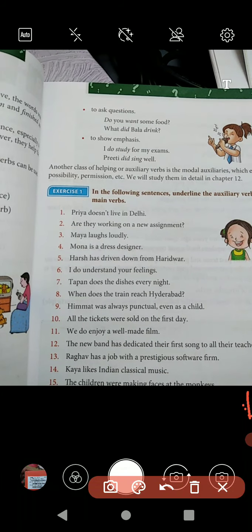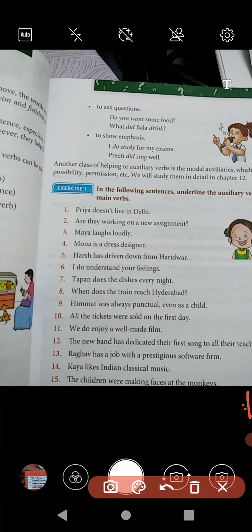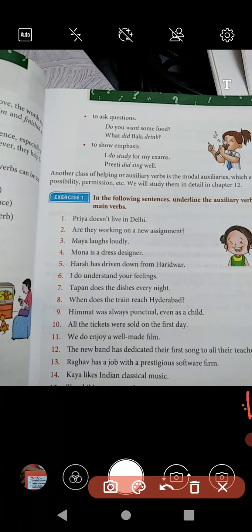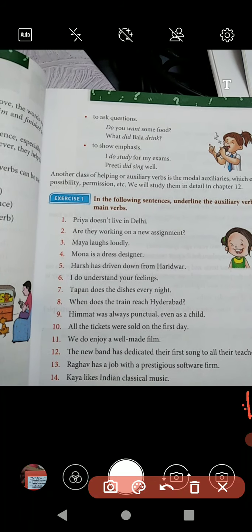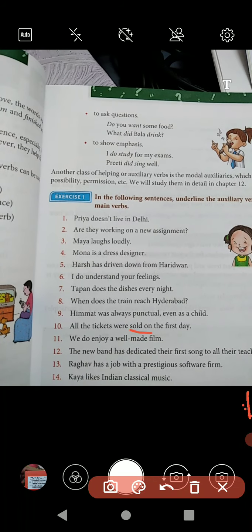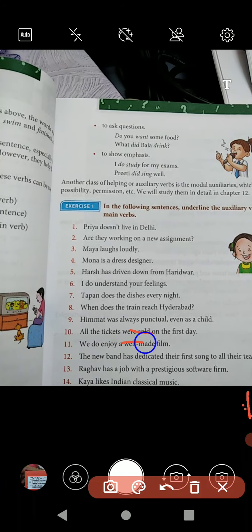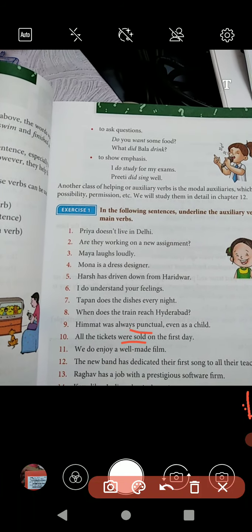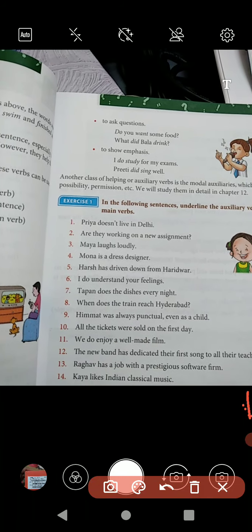The 10th one, all the tickets were sold on the first day. So in this sentence we have two verbs. The main verb is sold, and the auxiliary verb is were. So were is the auxiliary verb and sold is the main verb.